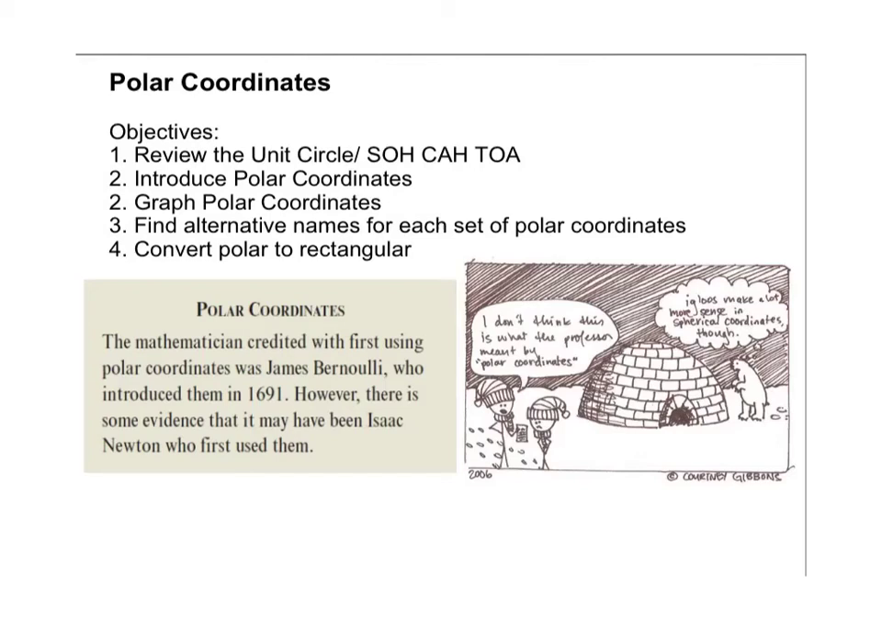Okay, here we are. This is Unit 4. This is the first video over polar coordinates. You can see the objectives on this screen. Polar coordinates were developed by James Bernoulli, that's how you say that name, 1691, although they think probably Isaac Newton did. Didn't he do everything? Here are the objectives, and I'm going to follow those objectives pretty closely on this video. On we go.